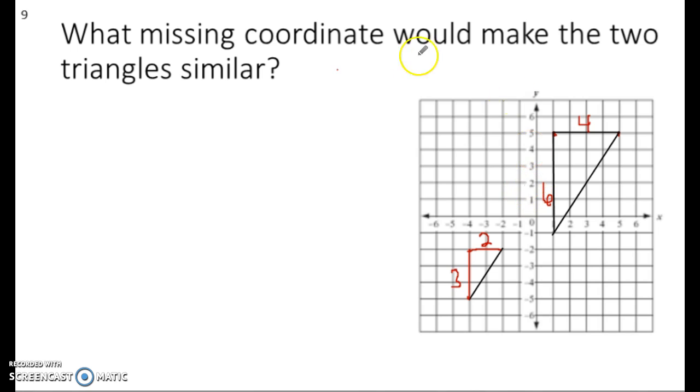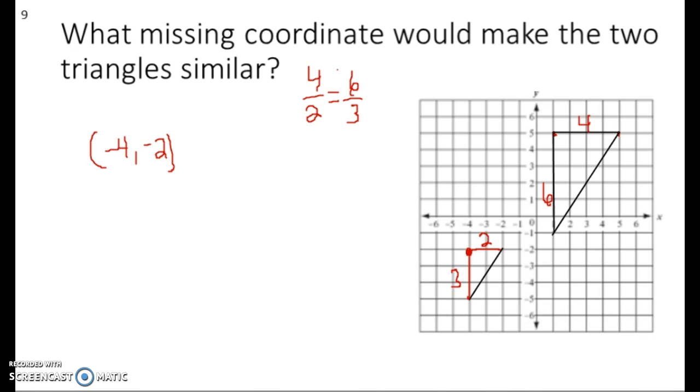And another way you could say it is you could say these sides are proportional. If you did 4 over 2, that's going to equal 6 over 3. So because these are proportional, we know that these two are similar triangles. So one of the places that you could put the ordered pair is at -4, -2.